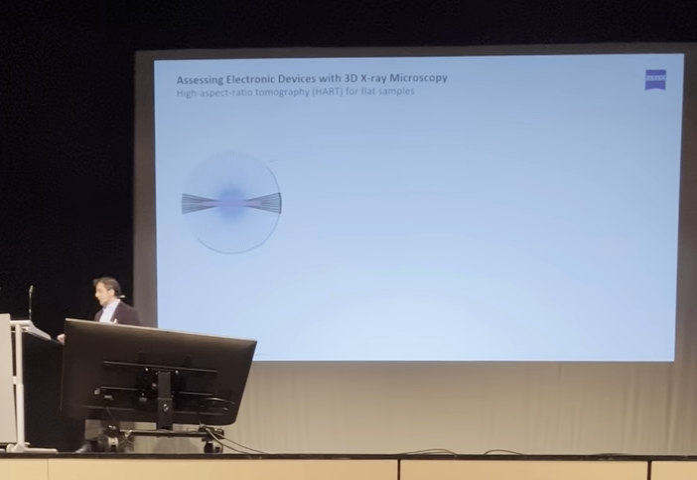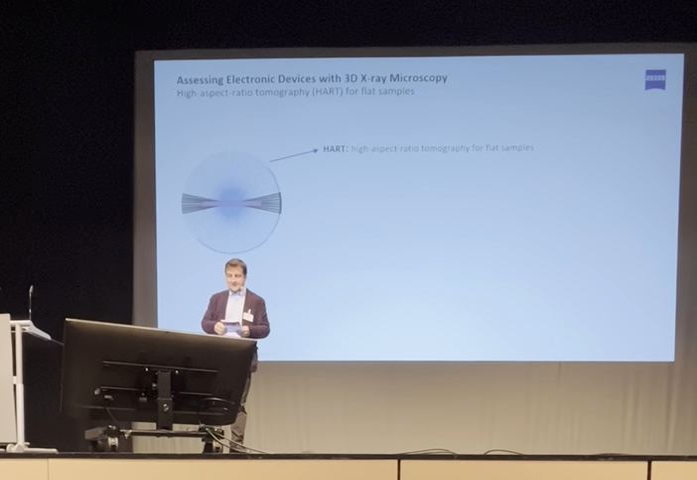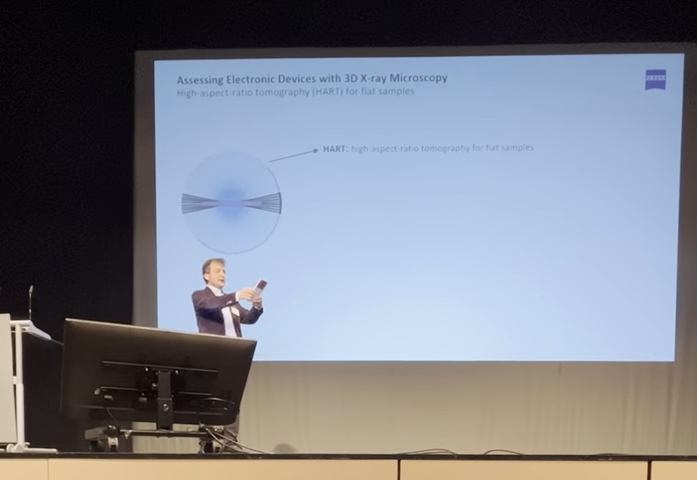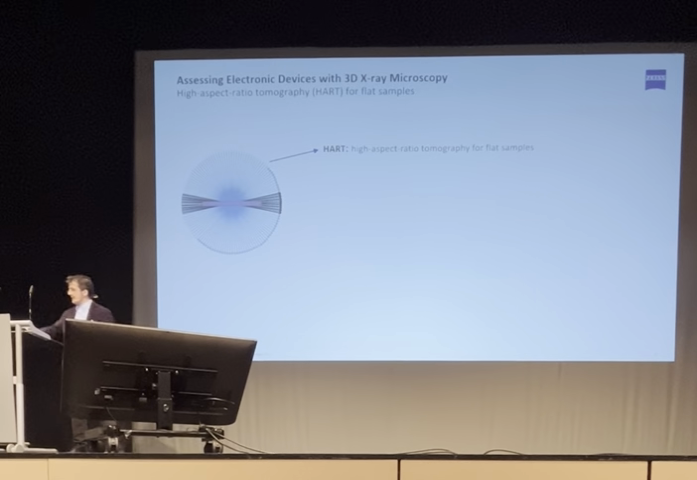Okay. The other problem that you might have with circuit boards is they are flat samples, and they can be challenging for CT. They can be challenging because when the X-rays go through this direction, they see a longer path than when they go here. And they cause all kinds of artifacts and problems.